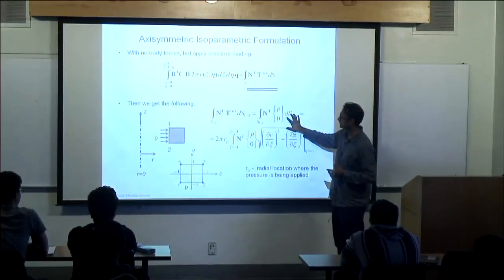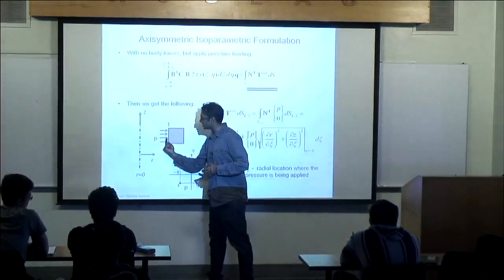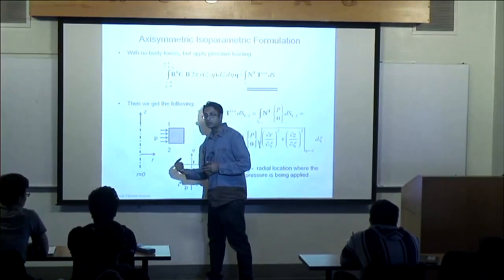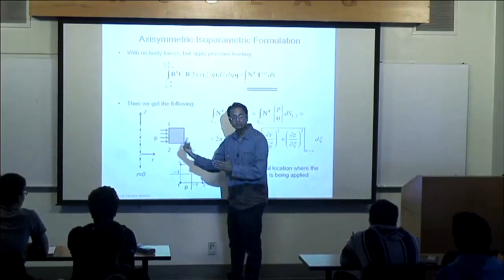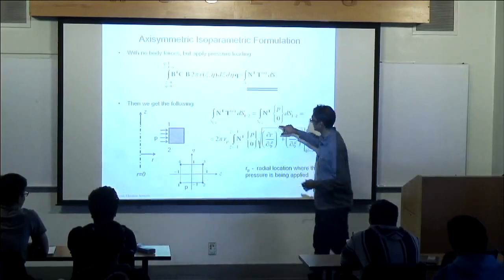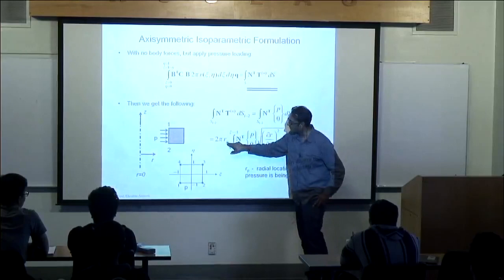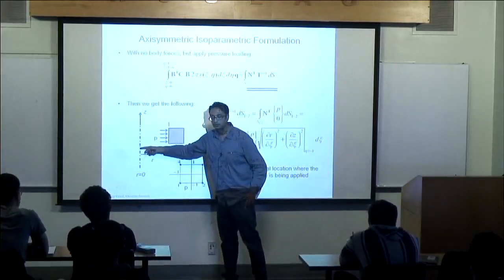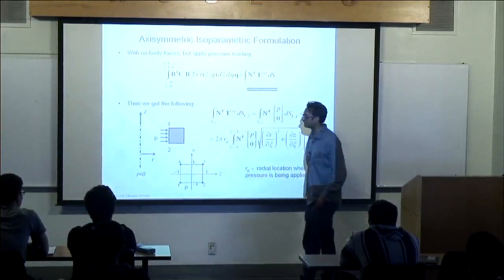This ds is basically 2 pi r, right? Because I'm looking at the surface, this surface here. That's the pressure applied to that surface. You agree? So I have 2 pi r times this distance, basically. That's the area where that pressure is applied. So that's why you see a 2 pi r p out here, okay? This r p is the distance between this center axis of revolution to where this pressure is applied, okay?